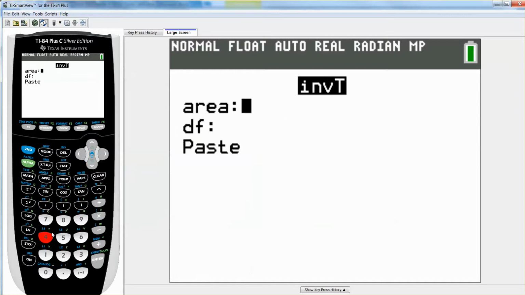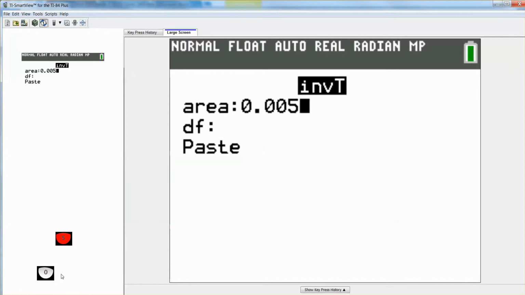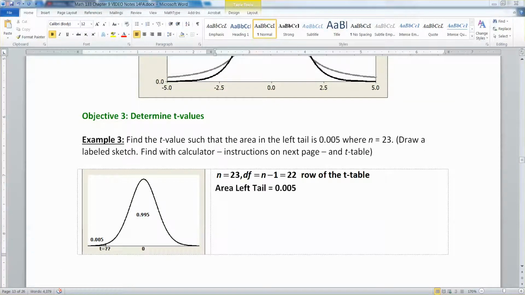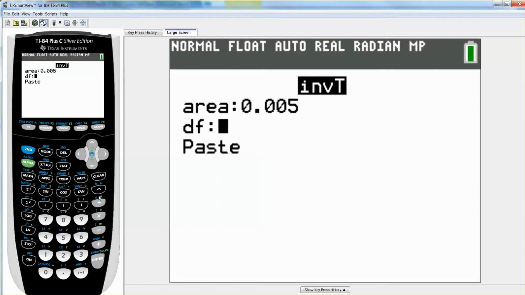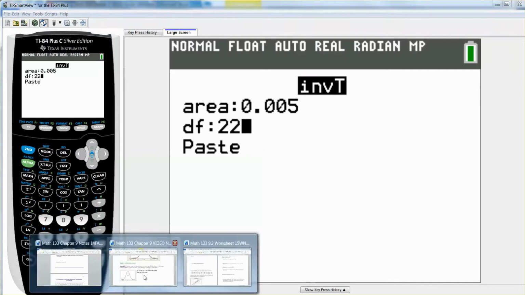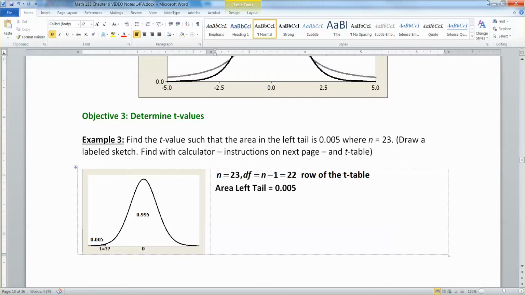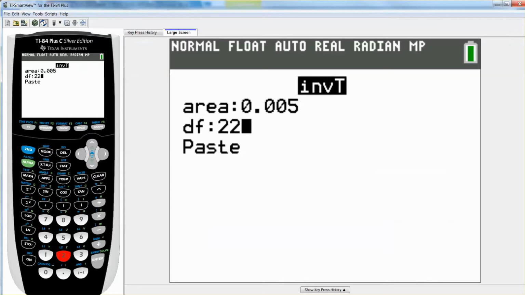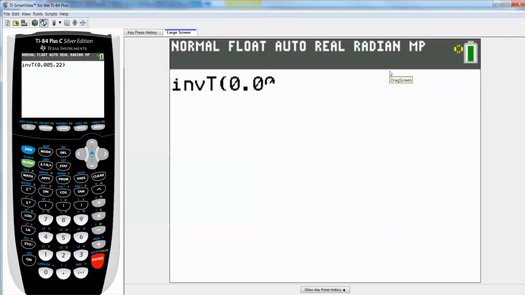And just like with inverse norm, it always wants left tail area. So you say 0.005. There we go, 0.005. And my degrees of freedom was 22, if I'm not mistaken. Let me go back. Yep, 22. All right. Then I go down to paste and press enter.